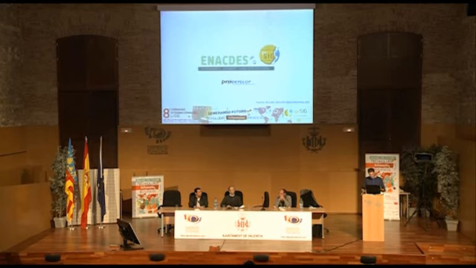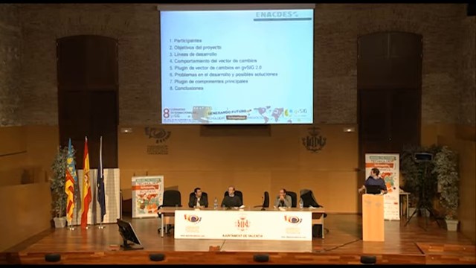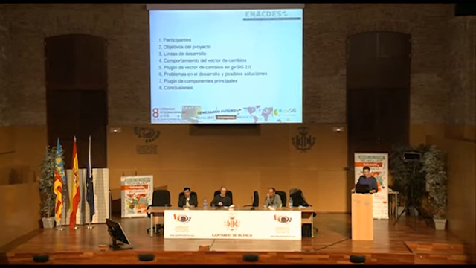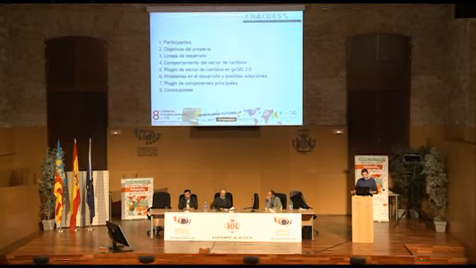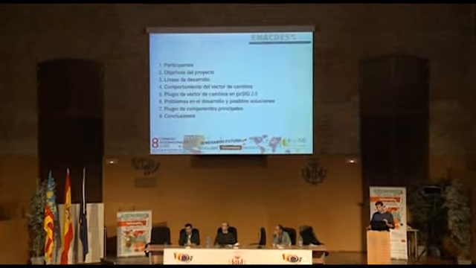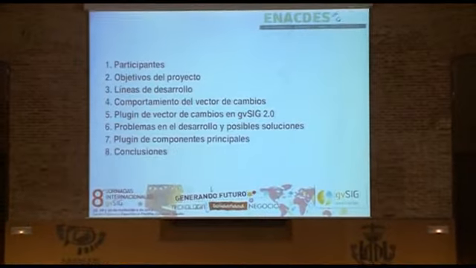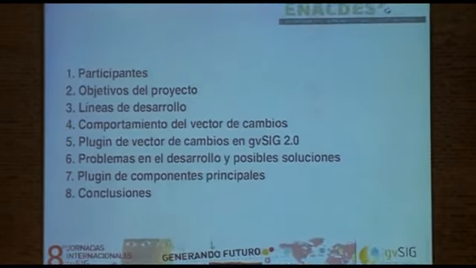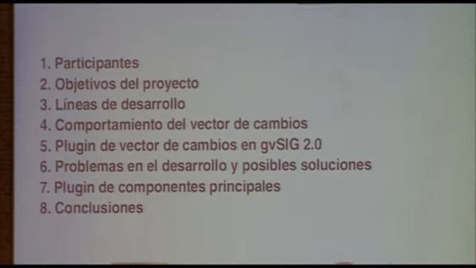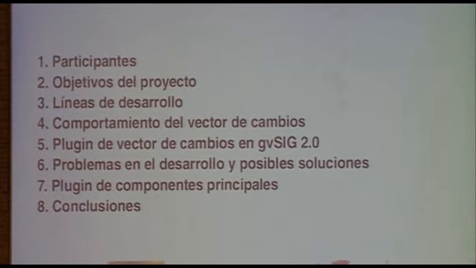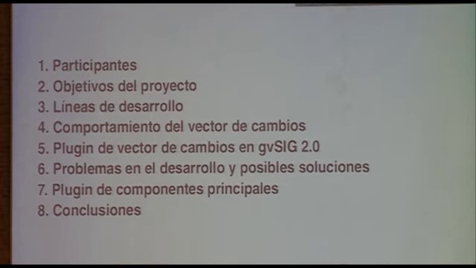So I would like to talk about the ENACDES project. It's an R&D project. It has to do with the automatic detection of changes. So I will try to be very quick. So this is a bit what we are going to talk about. The participants, the objective of the project, the development lines, the problems, the behavior. It's a project that is still under development. So I will show you a few conclusions, but the project is still an ongoing project.